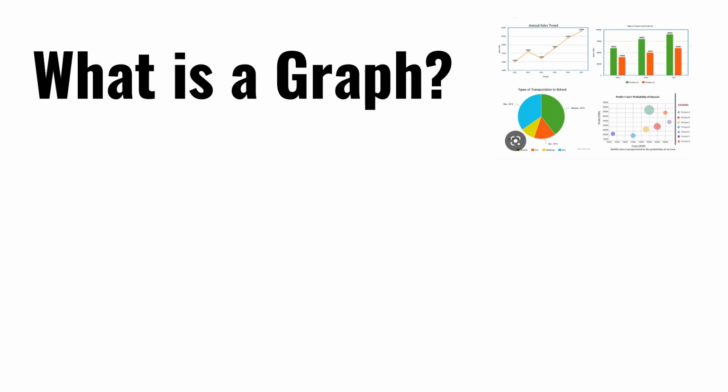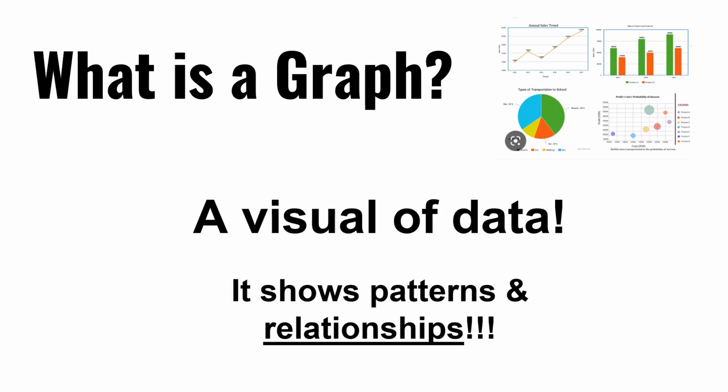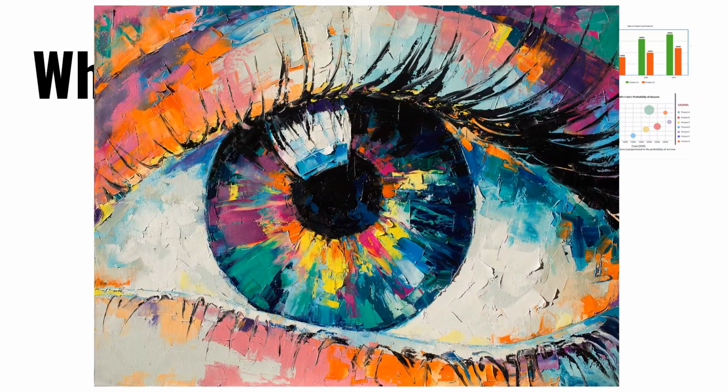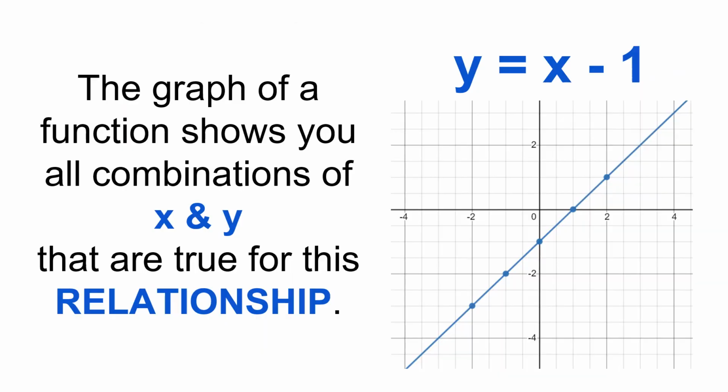All right, now for our next tip, I want you to think about what a graph is. All it is, is a visual for your data, and it shows you patterns and relationships. So if you look at this graph of y equals x minus 1, it shows you all the combinations of x and y where y equals x minus 1, right? All the places where it's true.